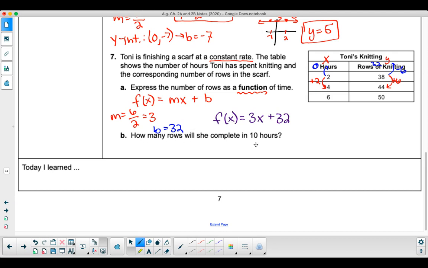Now, how many rows will she complete in 10? To get how many rows she completes in 10, we just have to substitute 10 in for x, the number of hours. 3 times 10 plus 32. So that ends up being 30 plus 32, which is 62. Now, this is a real-world situation, so she will have knitted 62 rows in 10 hours.